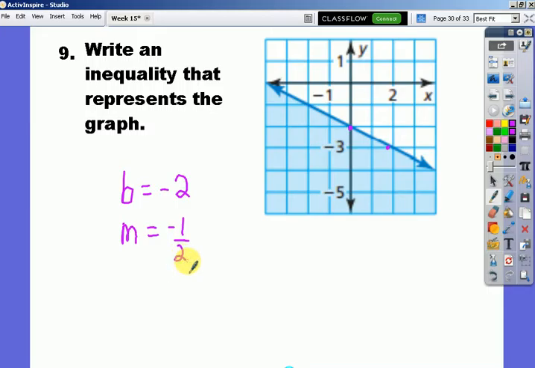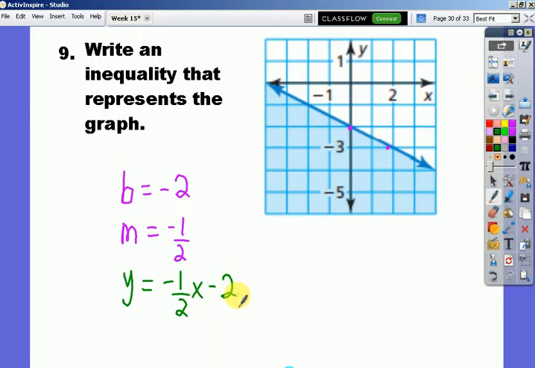Not -1/2 x. Now typically, we would write the equation of our line like this. We would say that y equals -1/2 x minus 2. Well, we have to decide our inequality.